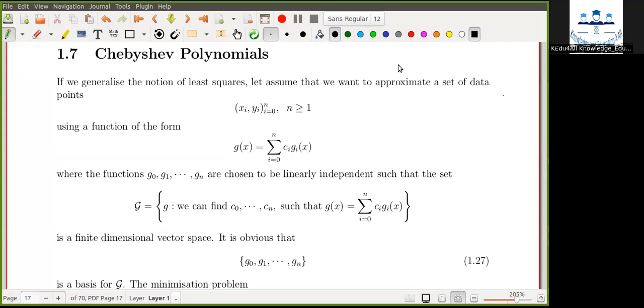Today we are going to talk about the Chebyshev polynomials. In order to set the stage, we first have to present what a generalized least square method is.